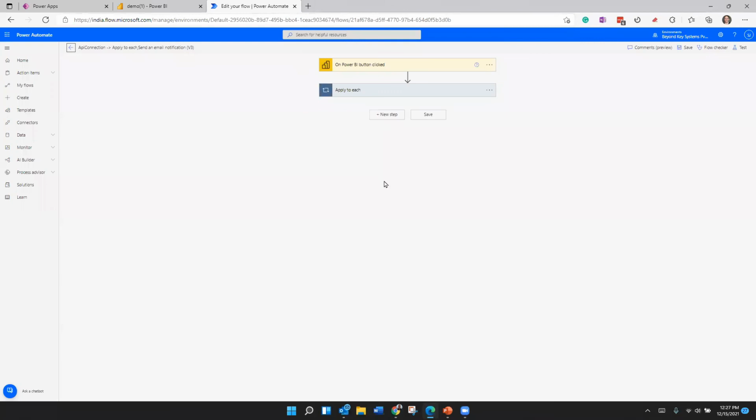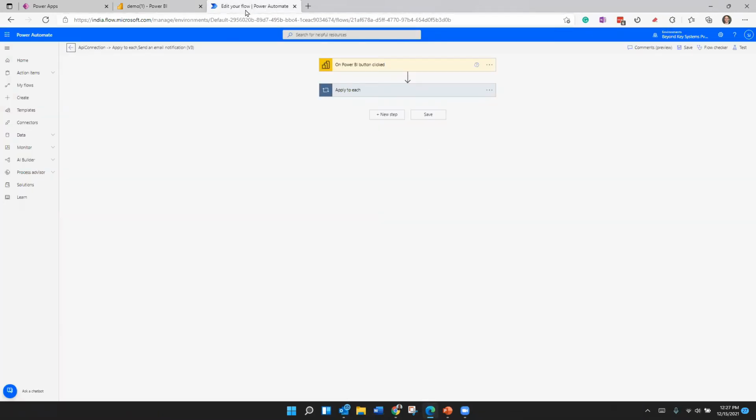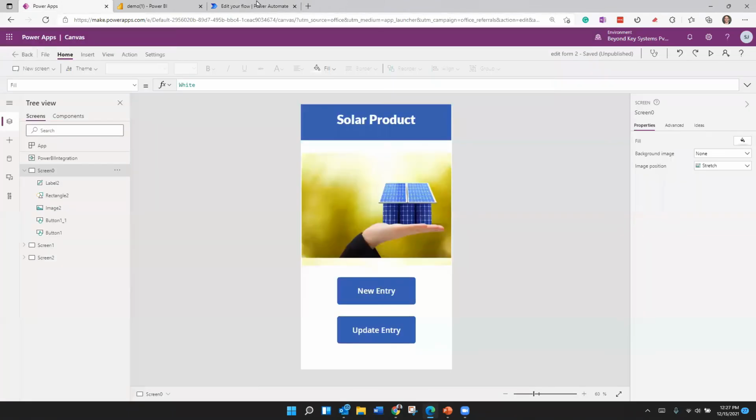At the same time, we also have a third tab here that's open, and that third tab is for Power Automate. One of the things you notice here, there's a receipt on mail here, and the receipt on mail can be created directly from Power Automate. So again, all 3 of these tools work together to create a more cohesive whole. So the first thing that we see here is we're going to go into PowerApps. In this, there's a solar product compartment here, and you can either create new entries or you could update current entries.